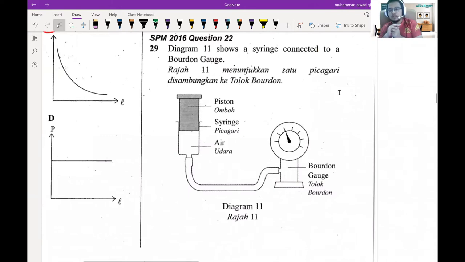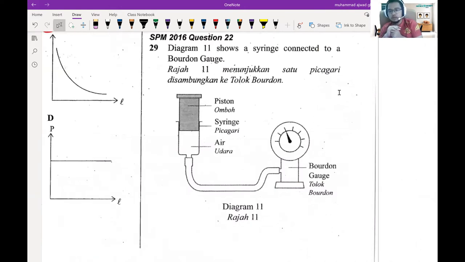So diagram show a syringe connected to Bourdon gauge. Okay, so tak ada Bunsen burner kat situ. Maksudnya there's no changes in heat. There's no thermometer nak ukur temperature. So basically this is constant temperature. So my next question, which law? Wih, lajunya. Okay, Boyle's law. Yes. Okay, ni Boyle's law.